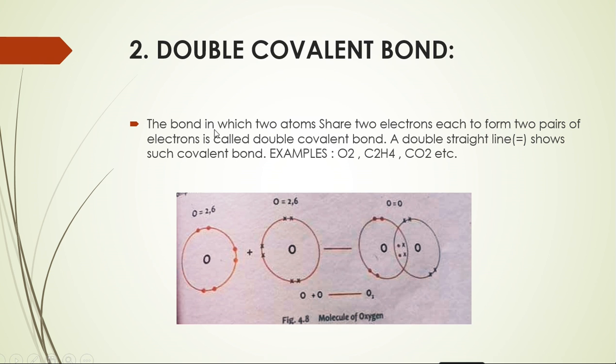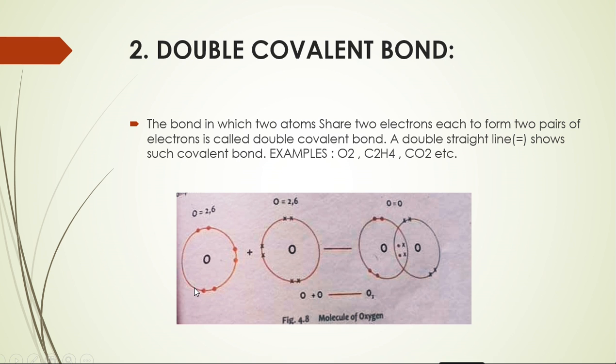Double covalent bond: the bond in which two atoms share 2 electrons each to form 2 pairs of electrons is called double covalent bond. A double straight line shows such a covalent bond. Examples: oxygen molecule, ethene and carbon dioxide, etc.